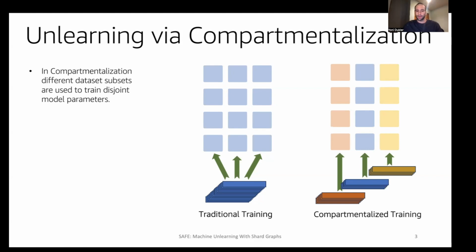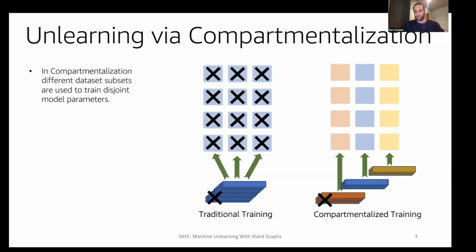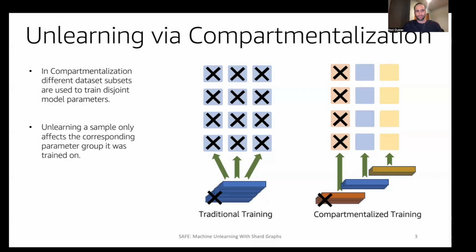This is desirable for unlearning because suppose we want to unlearn a particular sample. Suppose the fourth sample from the bottom we want to unlearn. In traditional training, we would actually have to retrain the entire model on the entire training set. This is because that sample was engraved into all of the model parameters in an irreversible way. However, in contrast, in the compartmentalized training setting, if we want to forget that same sample, we would only have to retrain the corresponding parameter group, and would only have to retrain it with a particular dataset shard. This makes compartmentalized training an order of magnitude cheaper when we have a large number of shards.